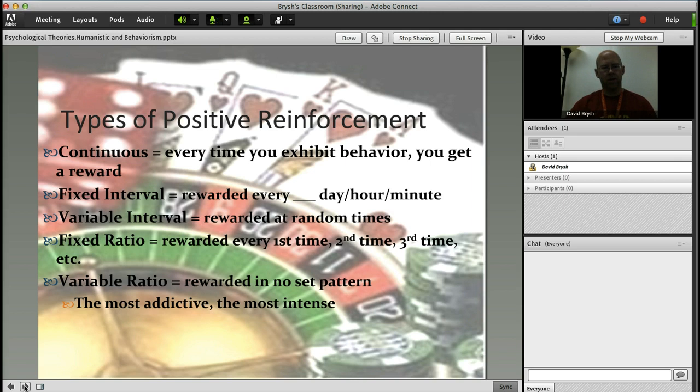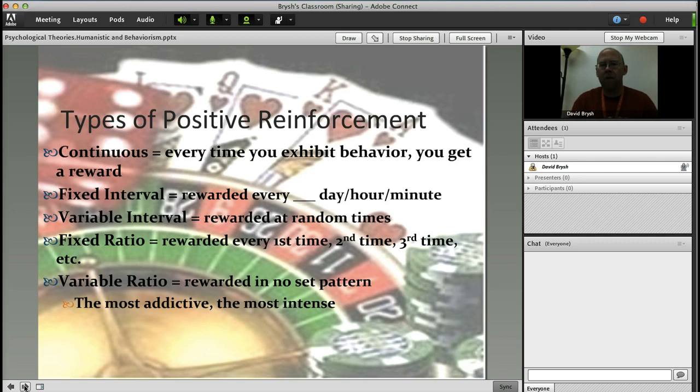One is continuous reinforcement, right? So every time that you do the behavior, you get a reward. So this is how parents start off their kids with the potty training, right? Every time they go potty, they get an M&M, let's say, right? If that's my rule in my house. I'm going to give an M&M to my kid every time he or she goes to the potty, right?